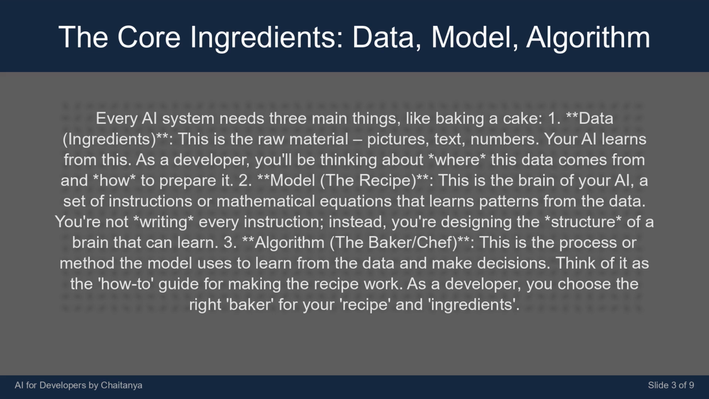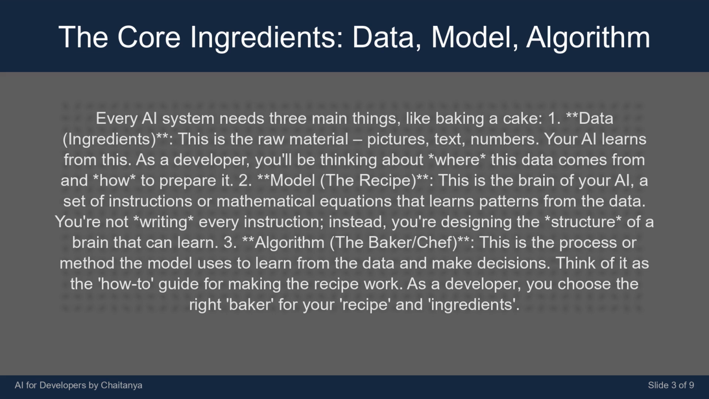2. Model. The recipe. This is the brain of your AI. A set of instructions or mathematical equations that learns patterns from the data. You're not writing every instruction. Instead, you're designing the structure of a brain that can learn.